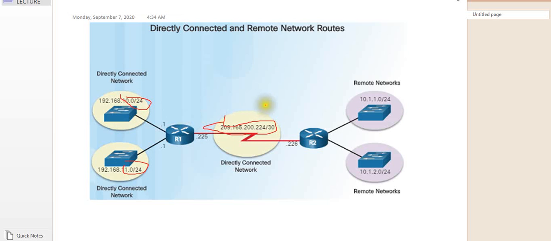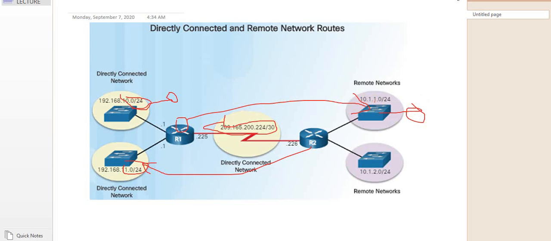Now, what if this router right here wants to forward a packet to a device in this network? How is this possible? And vice versa. For instance, this router also wants to forward a packet to a device in this network. Now, if this PC here wants to forward a packet to a PC that is on this other switch right here.